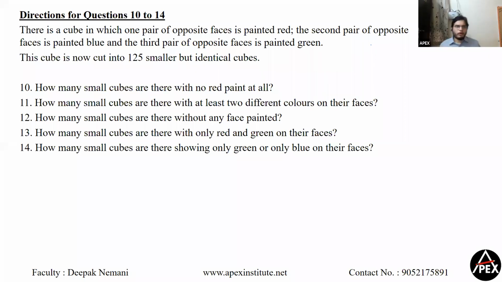So in a cube, one pair of opposite faces is painted red, the second pair of opposite faces is painted blue, and the third pair of opposite faces is painted green. So we have opposite faces painted with different colors. Now tell me, in a cube, what are opposite faces, and what are adjacent faces? How many adjacent faces do we have for a cube?